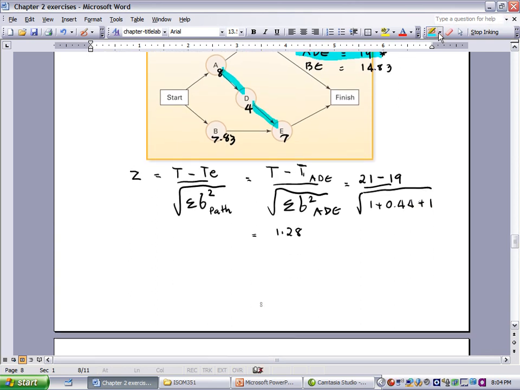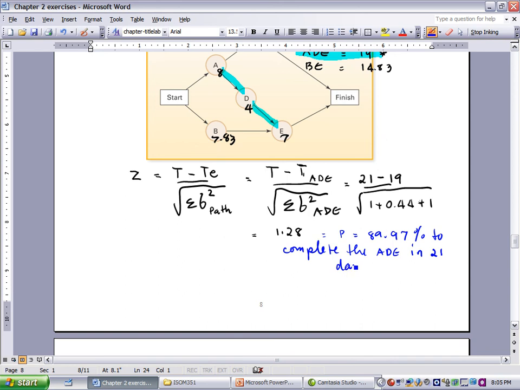Meaning that the probability is about 89.97% to complete the ADE in 21 days. Okay, now that is the C part.